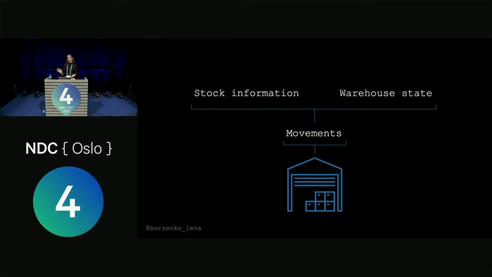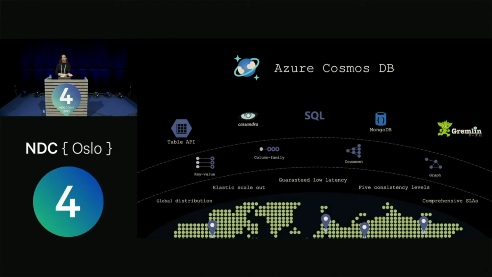We can also have many different views and projections of our data, of our movements, depending on how we aggregate it, how we want to see it, or what our clients need. In my demo, I will show exactly two use cases: how we calculate, from the same movements, stock information and the warehouse status. Before we go to that part, I want to say a couple of words about our services, basically what we are going to use and see today.